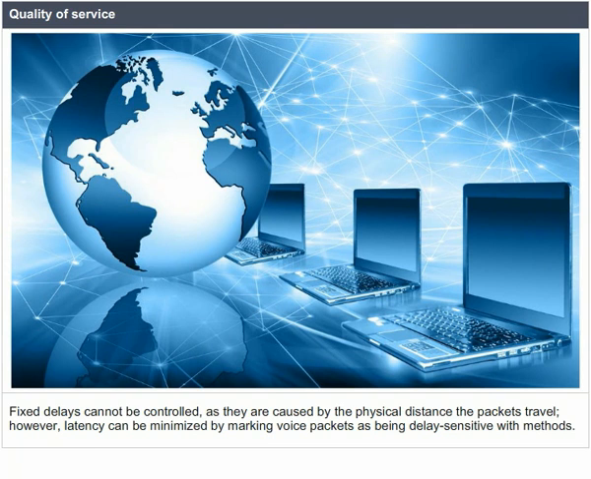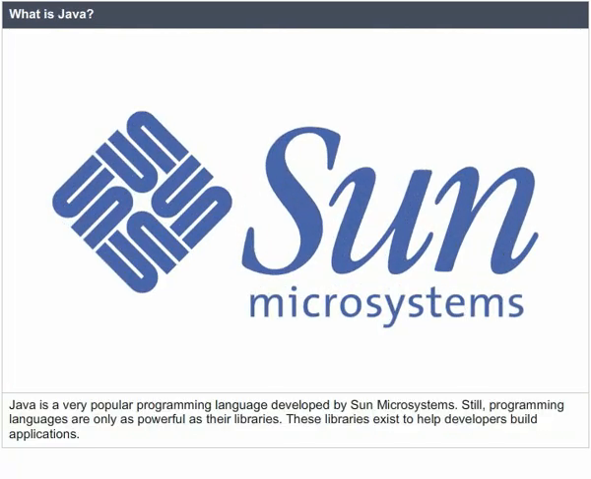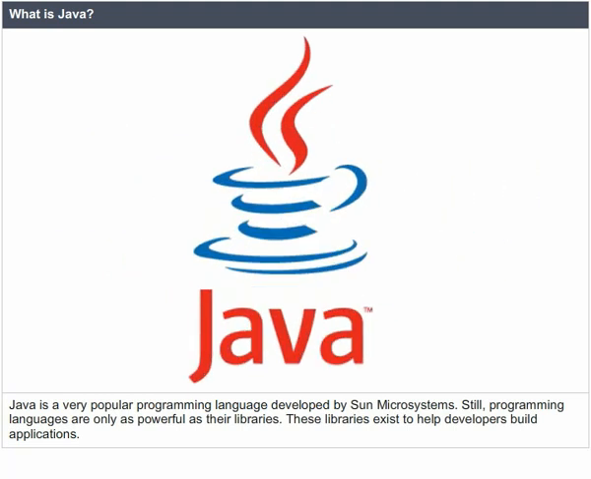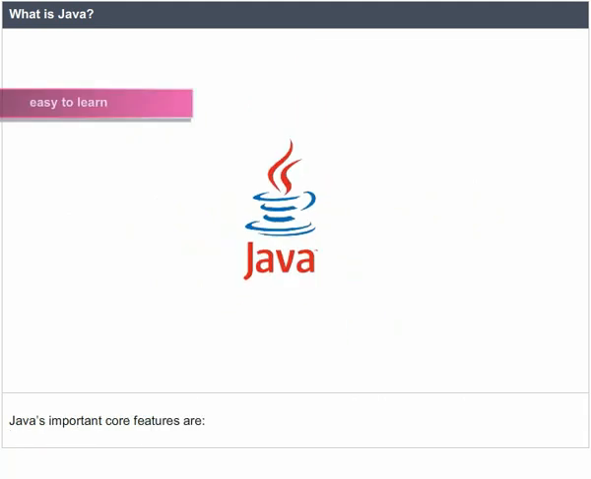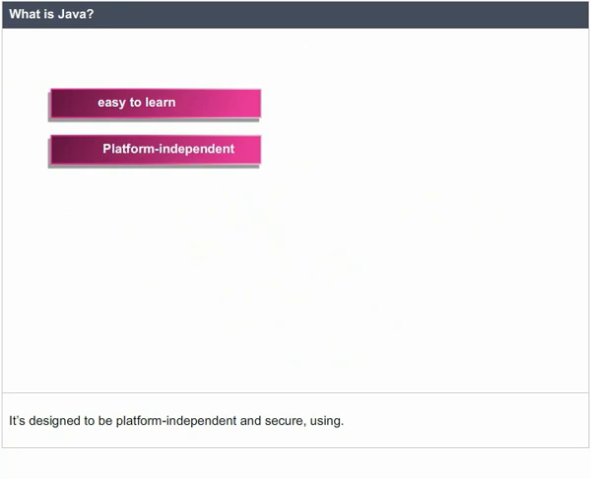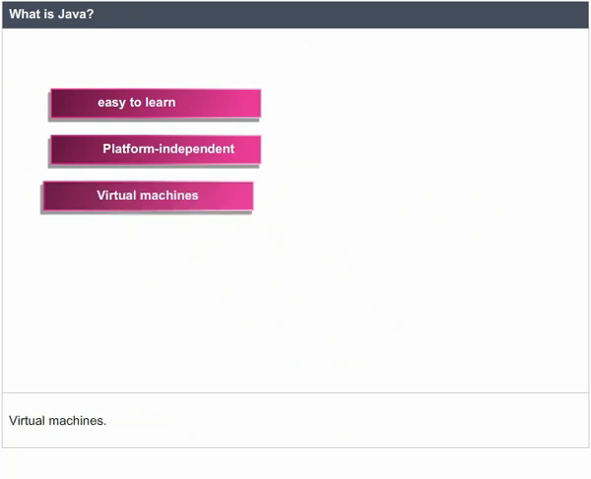What is Java? Java is a very popular programming language developed by Sun Microsystems. Still, programming languages are only as powerful as their libraries. These libraries exist to help developers build applications. Java's important core features are: it is easy to learn and understand, it's designed to be platform independent and secure using virtual machines. It is object-oriented.